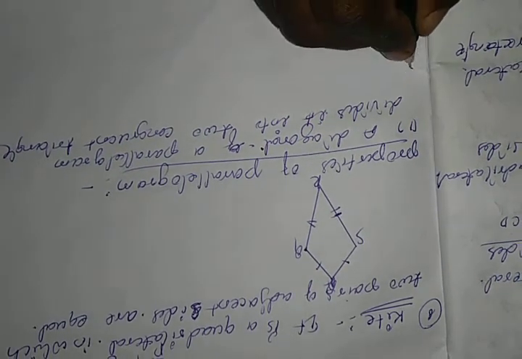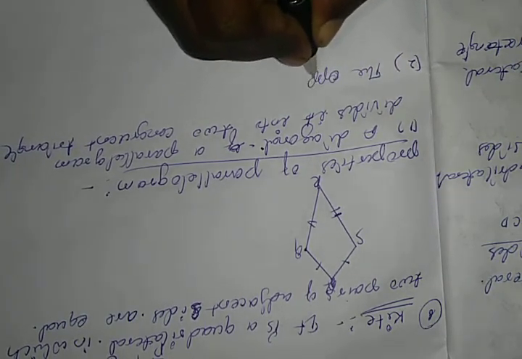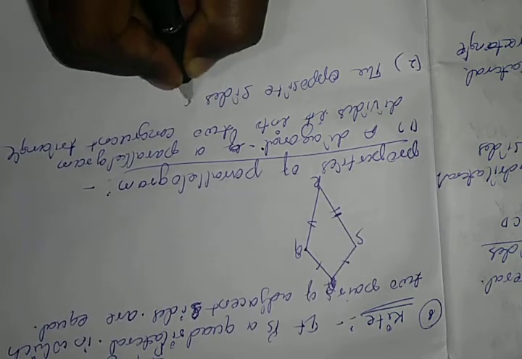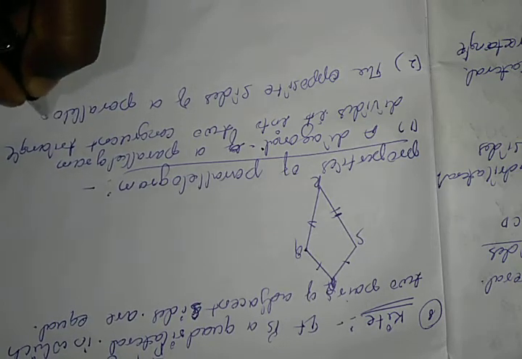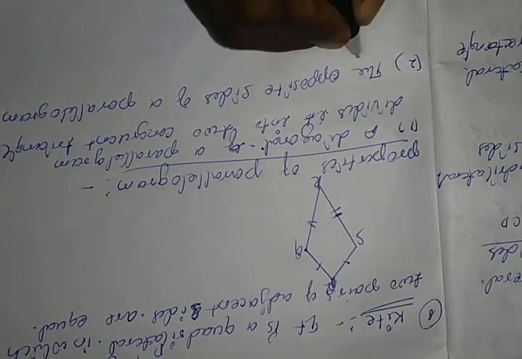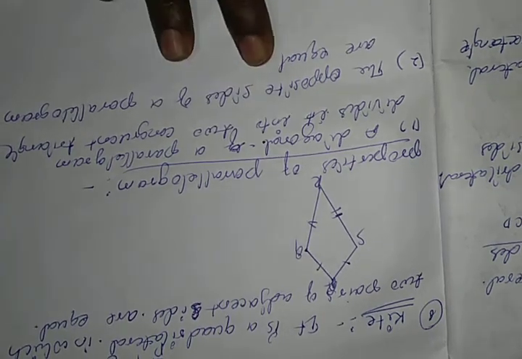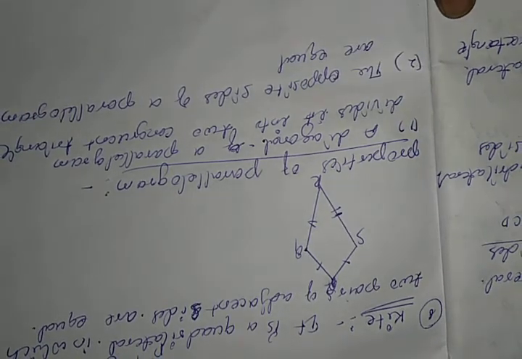Then the second property is the opposite sides of a parallelogram are equal. In a parallelogram, opposite sides are equal. So these two properties are very important.